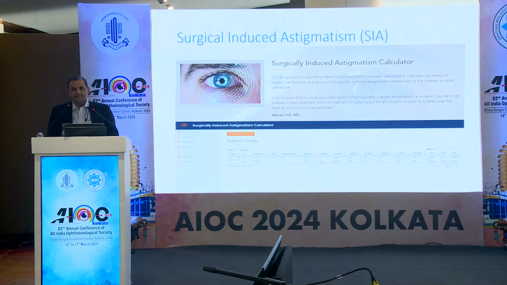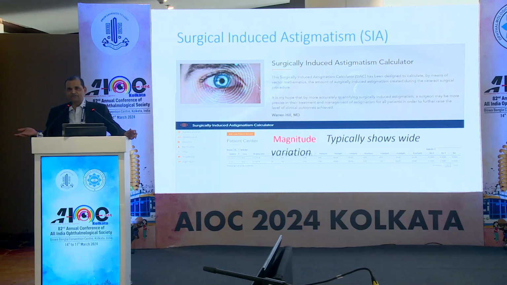So for the SIA, we all know that Dr. Warren has given us this website. You can calculate your own SIA value. But the problem with this SIA is the magnitude typically shows wide variation. Dr. Tejas is operating from 180 degrees with a 2.4 incision. He is getting an SIA of minus 0.32, and Dr. Shail is operating and he is getting minus 0.22. So there is a huge wide variation in the magnitude, and in the same way in the orientation also.